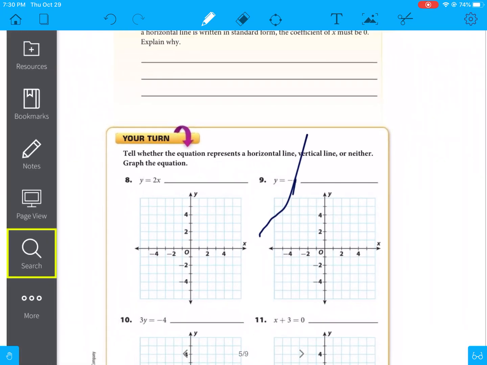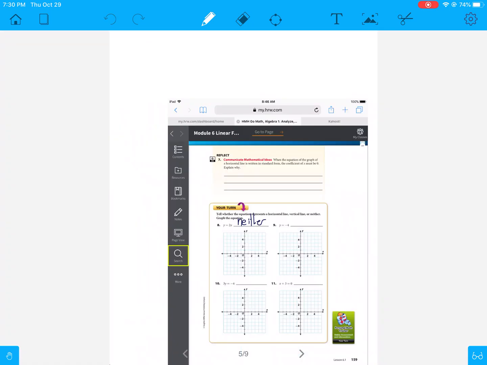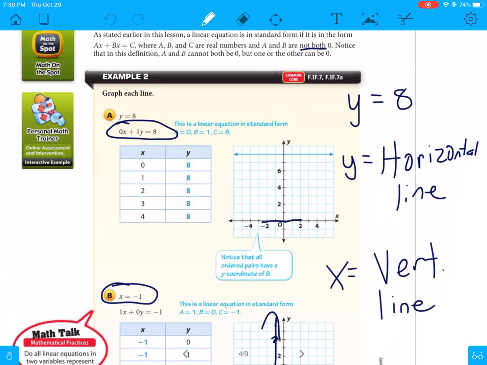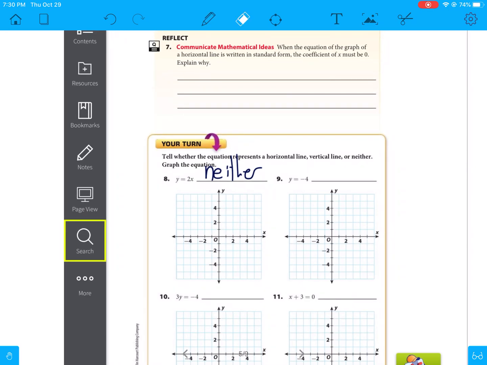So if you look here, you have y equals 2x. Is this going to be a vertical, horizontal, or neither? Your y coefficient is 1, your x coefficient is 2, so it's going to be neither. Now if you have y equals -4, a y equals is going to be a horizontal line. So if y equals -4, it's going to be a horizontal line at -4.